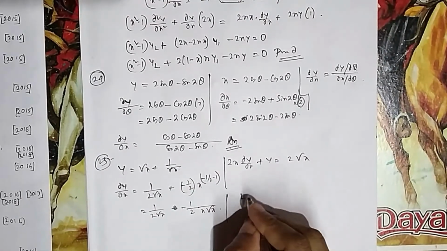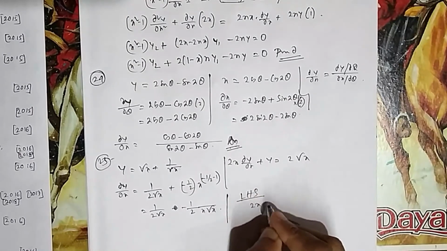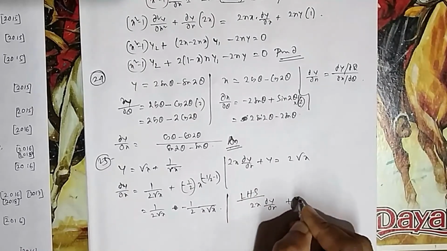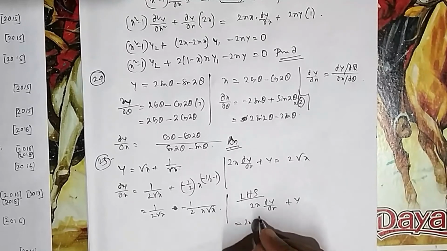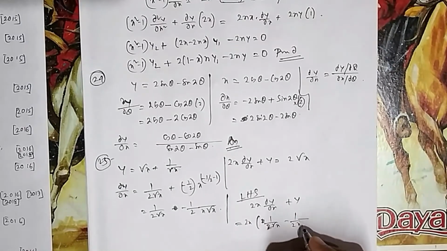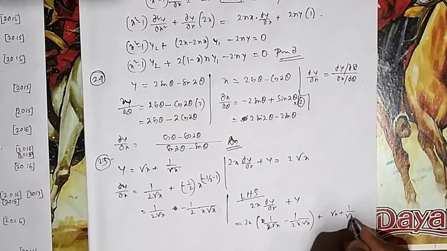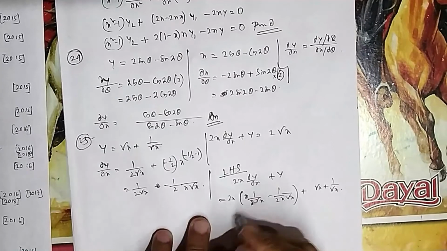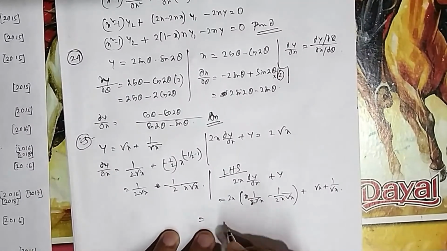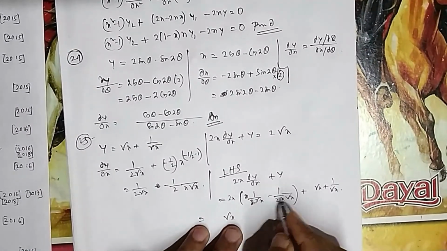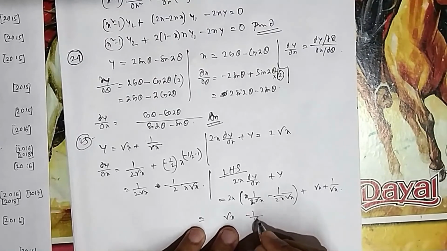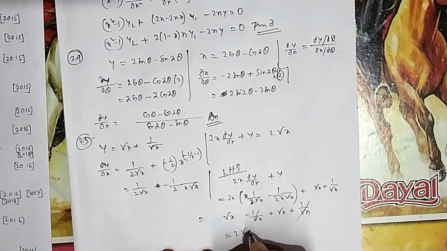So your LHS, if you put everything in LHS, 2x dy/dx + y, so 2x times, instead of dy/dx, it will be 1/(2√x) − 1/(2x√x), plus y which is √x + 1/√x. So if you take common, the 2 gets cancelled, x into √x will be √x, 2x gets cancelled, 1/√x. So this cancels, you get 2√x, that is proved.